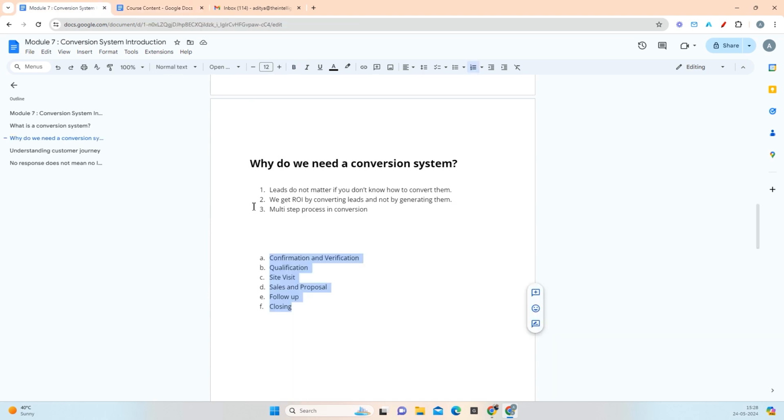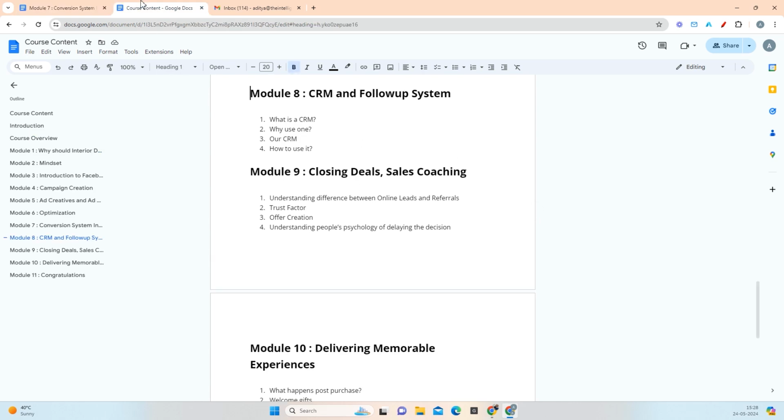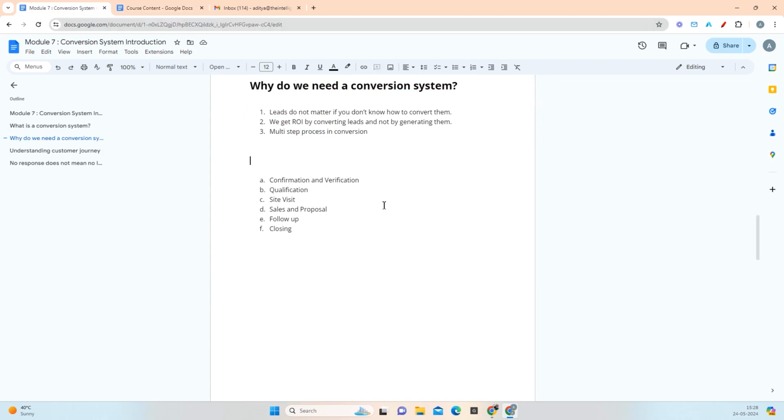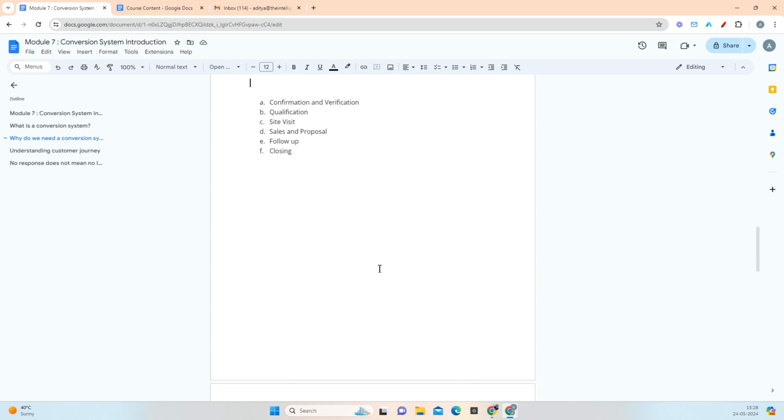In that module, we are going to talk about how we implement this entire convergence system, what stages we keep them in, how we track everything using a CRM, and how we set up follow-ups using a CRM. I'm going to show you how exactly we do things for our own business, what the stages are, and everything that we have set up.